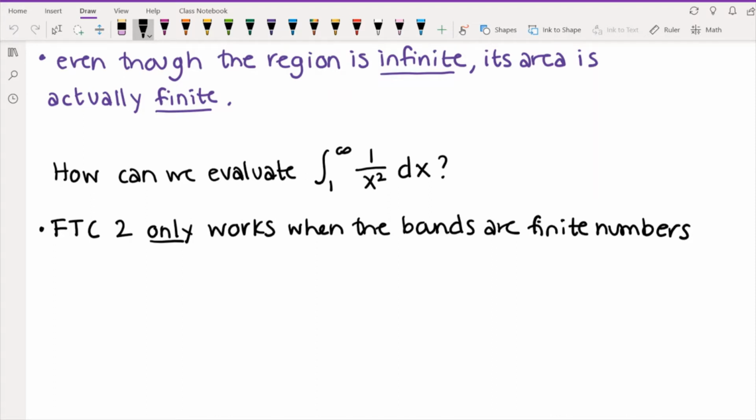I really don't want to see that. That's like one of my little pet peeves. I don't want to see you plugging in infinity. Infinity is not a number. It can't get plugged in. So what we need to do instead is take that top bound and let's call it t.